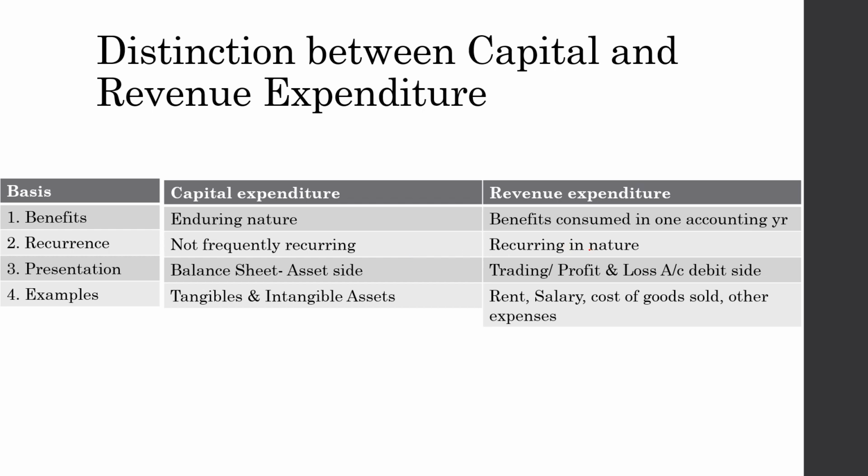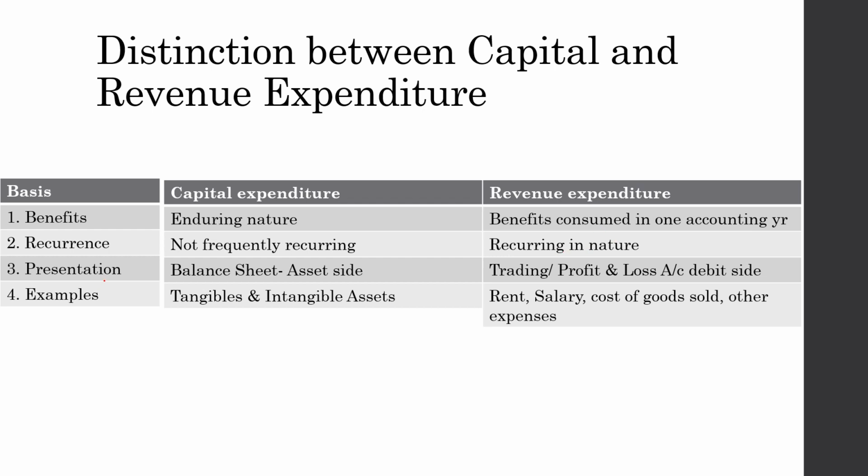Revenue expenditure, on the basis of recurrence, is of a recurring nature. To occupy a building, you have to keep paying rent every month. To have your staff work for you, you have to pay them salary every month. You need stationery regularly in the office to be used. So you have to keep incurring expenditure on printing and stationery items. So these are the items which are recurring in nature.